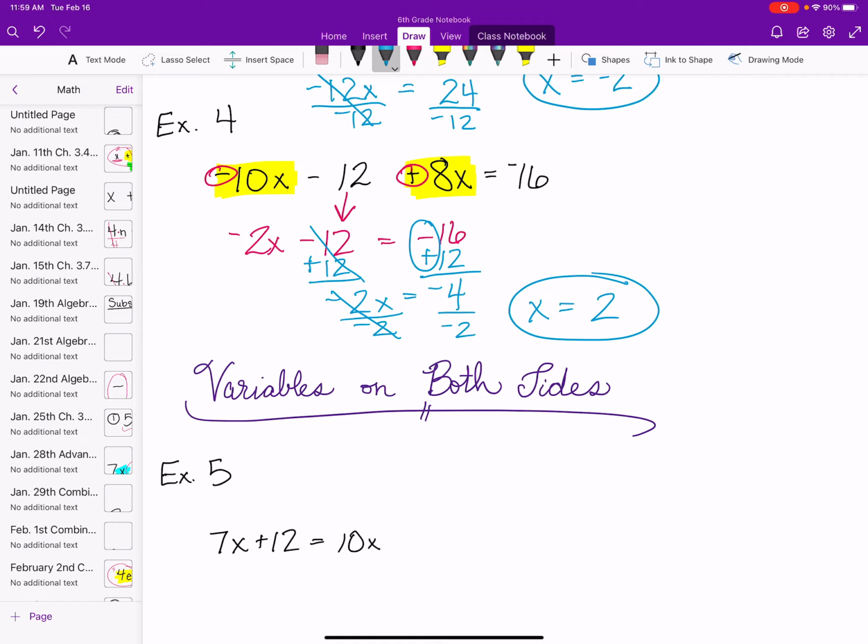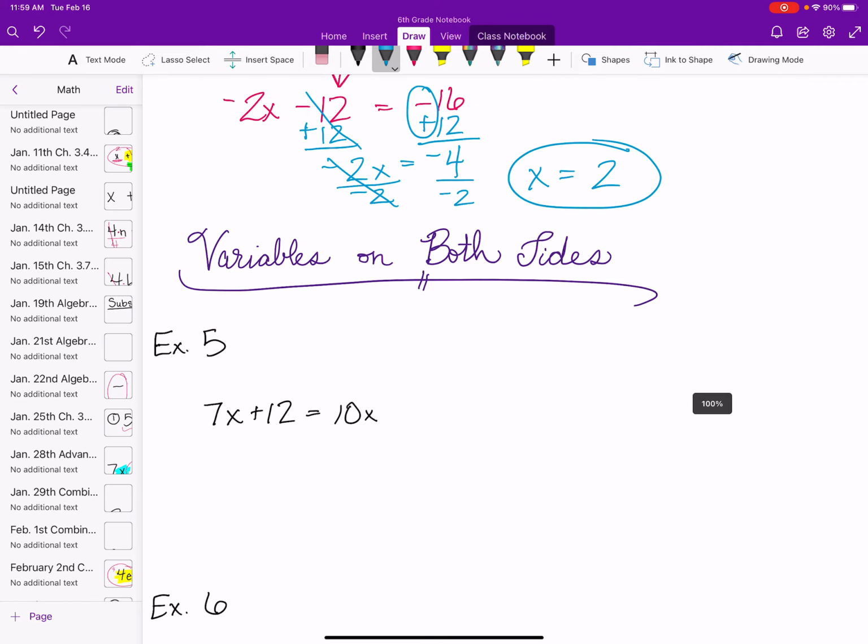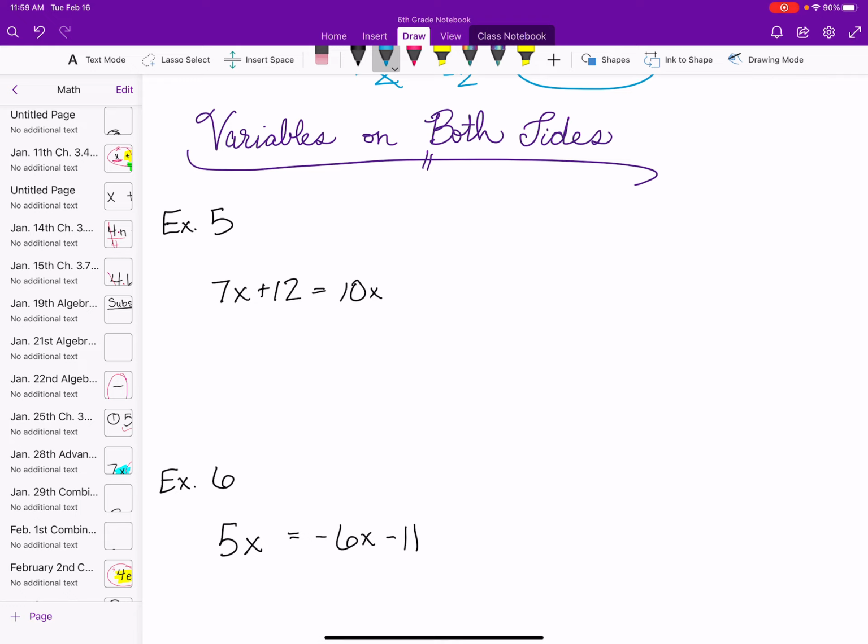The next topic that we're going to touch on, mainly what we did already, is review. We've already done that. What we're doing next is what was on the back side of your morning work last week, which we didn't get to because of our snow days. So this is when variables are on both sides. So we need to get x's on one side and get your numbers, just your plain numbers, on the other side.